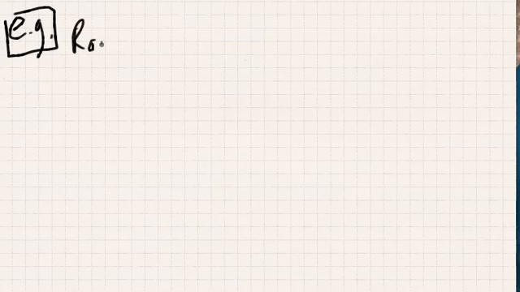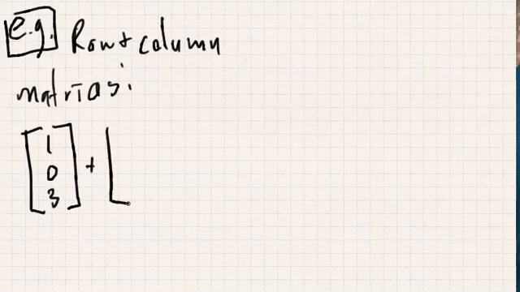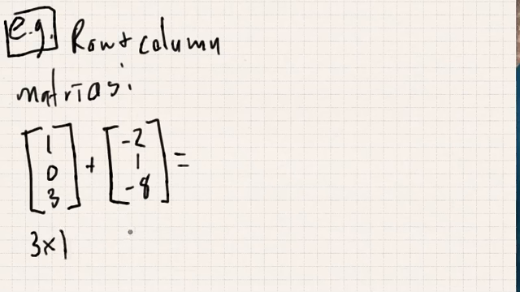Now this will be especially useful when we're looking at row and column matrices. In fact, it's probably a little bit more obvious when I'm looking at, say, a column matrix. When I'm adding two column matrices, these are both 3 by 1, I basically just add across. 1 minus 2 gives me minus 1, 0 plus 1 gives me 1, 3 minus 8 gives me negative 5.